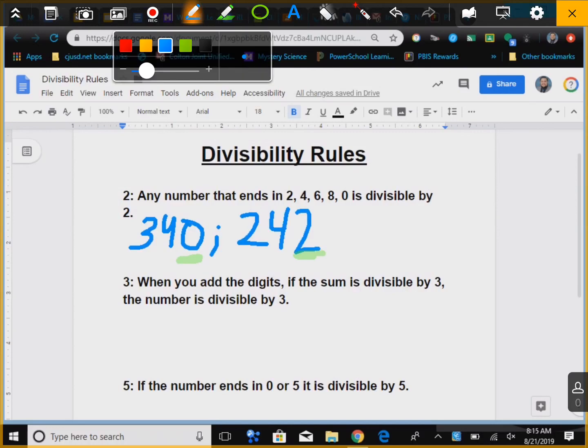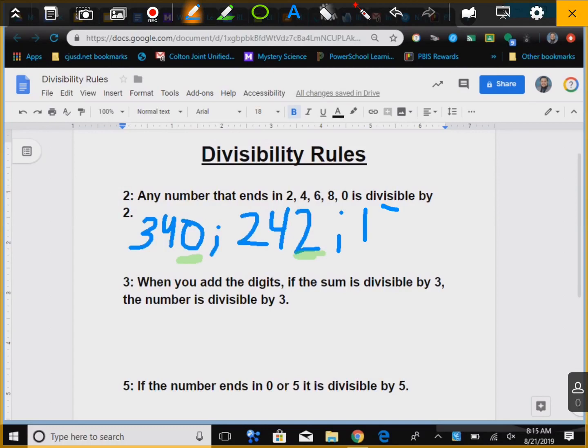Let's just do one more example. Let's say I did 158. Well, that's also divisible by 2 because it ends in an 8. So any number that ends in 2, 4, 6, 8, or 0 is divisible by 2. Pretty simple enough. So let's go ahead and move on to number 3.